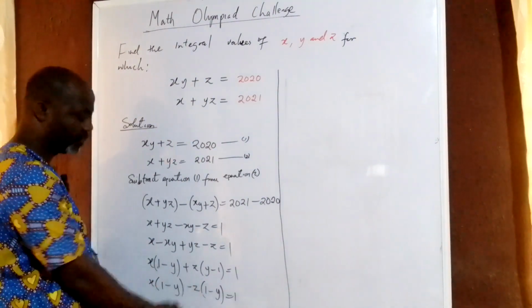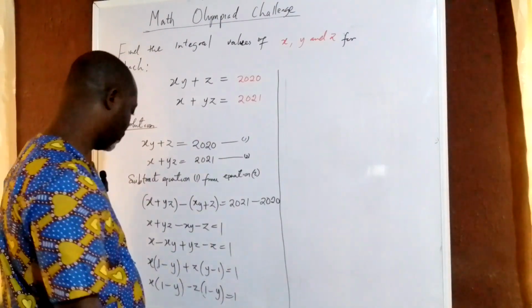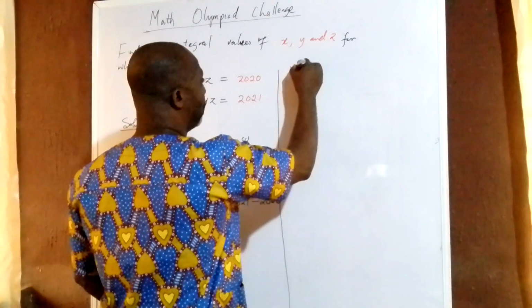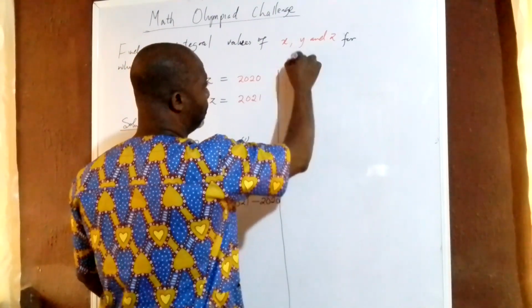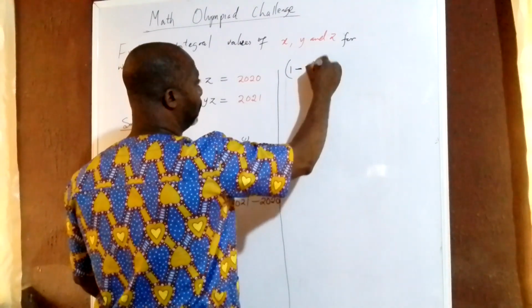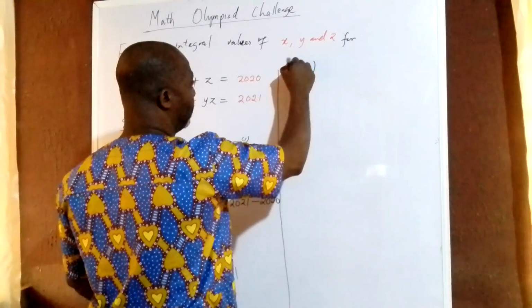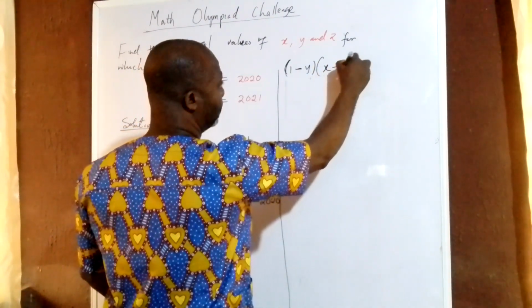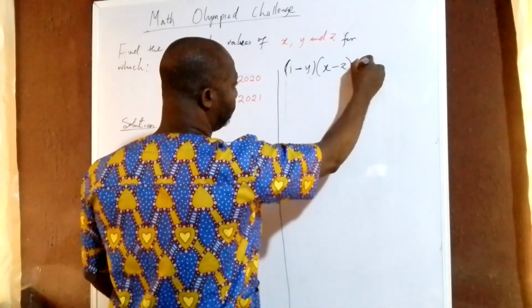Now let's look at the two terms. Since 1 minus y is now common, we further factorize, and we have (1 minus y) times (x minus z) equals 1.